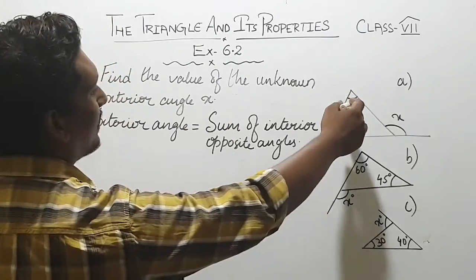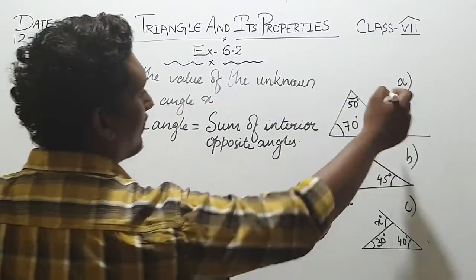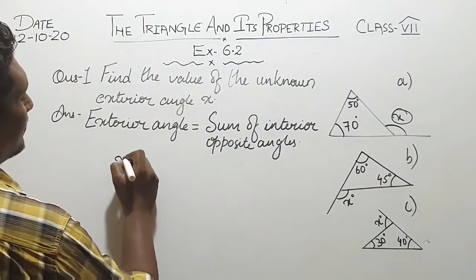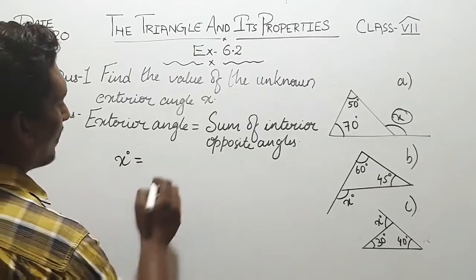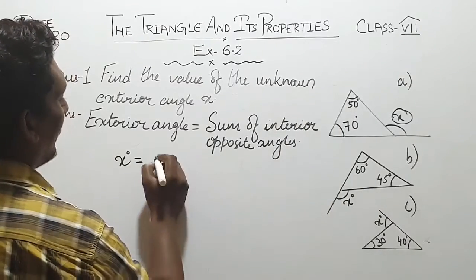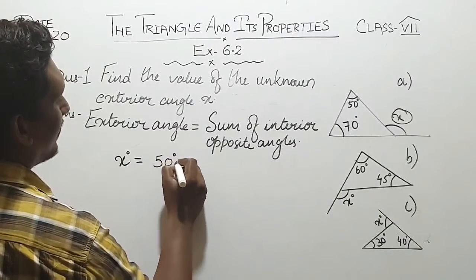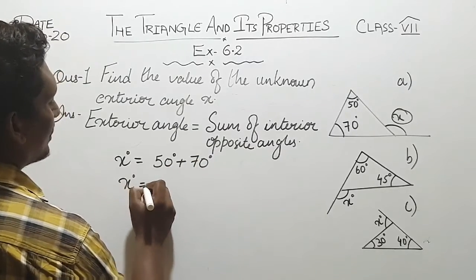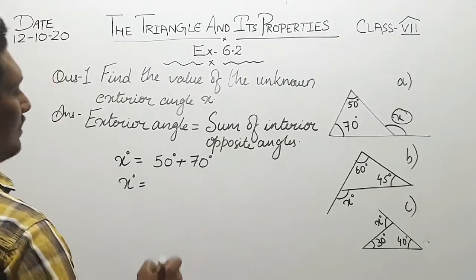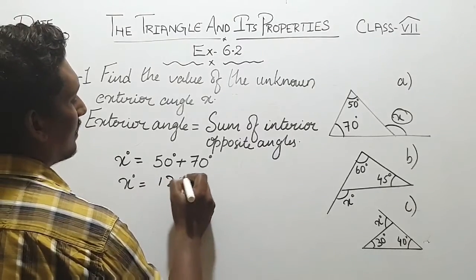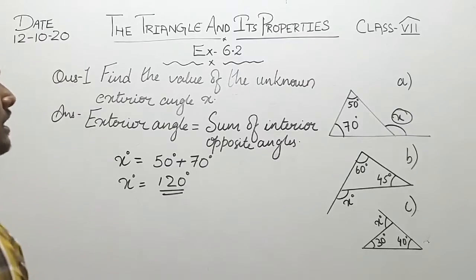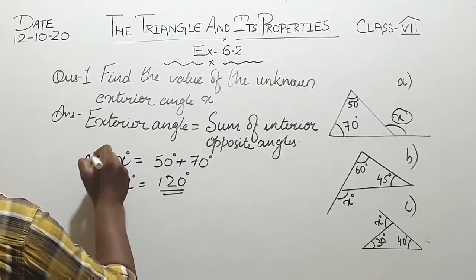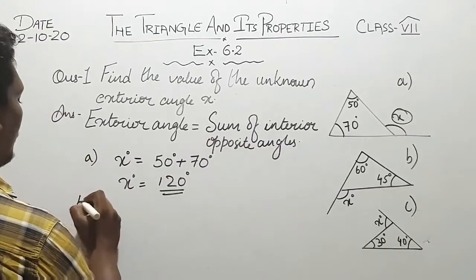The first question: 50 degree and 70 degree are given. We have to find the value of this exterior angle outside the triangle. So x is equal to the sum, means we have to add 50 degree plus 70 degree. So x is equal to how much? 120 degree. This is the answer of the first one, the A part.